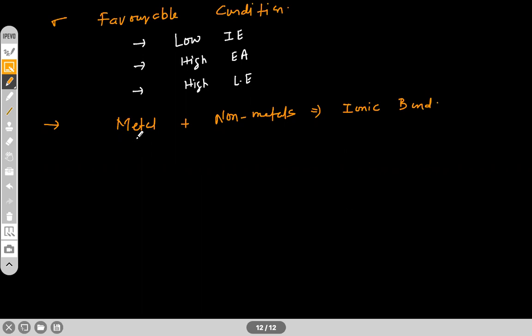For metals, we can mainly consider group 1 and group 2 elements. To some extent group 13, the boron family, we can also take, but not much. Non-metals could be group 15, group 16, group 17. So the bond formed between elements of these groups is mainly an ionic bond. Got it?